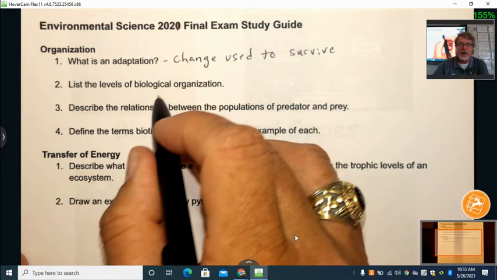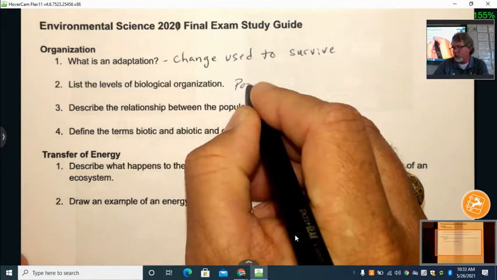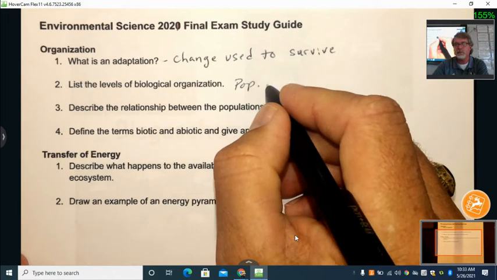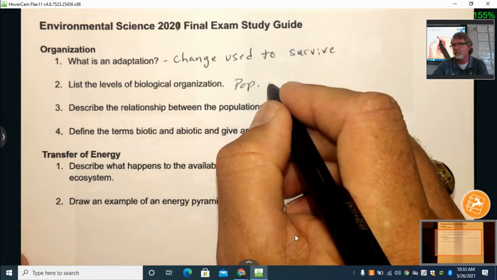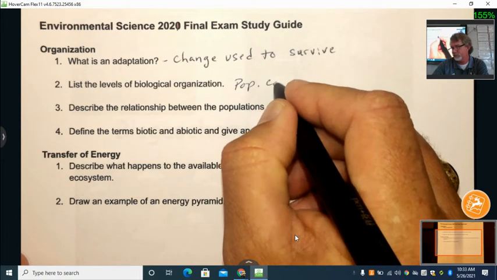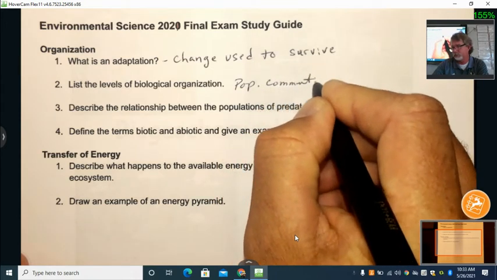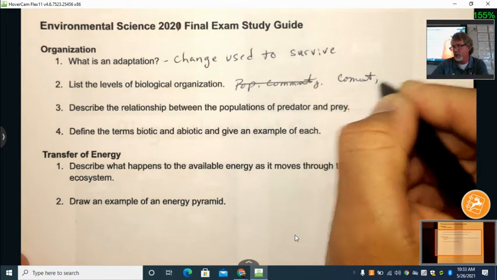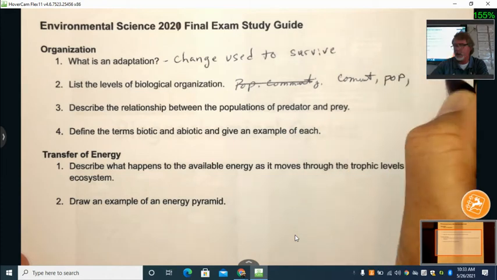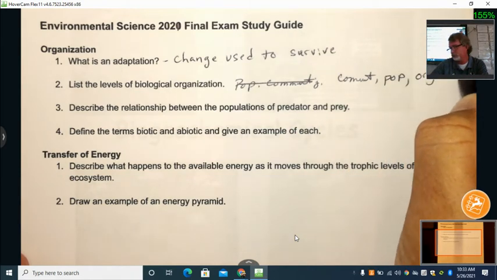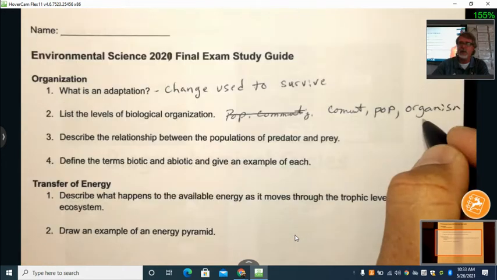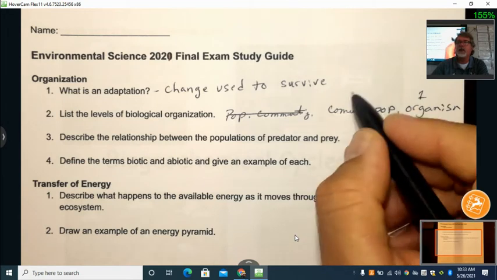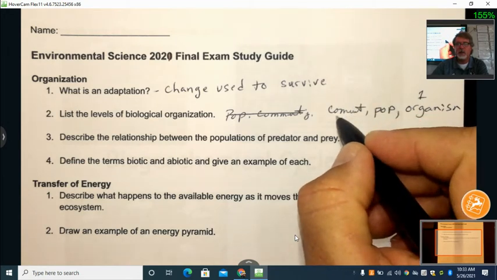Okay. The levels of biological organization, we got population, community, and organism. I got these out of order. So an organism is a single living thing. A population is the same species, same place, same time, and then a community is more than one population, okay?